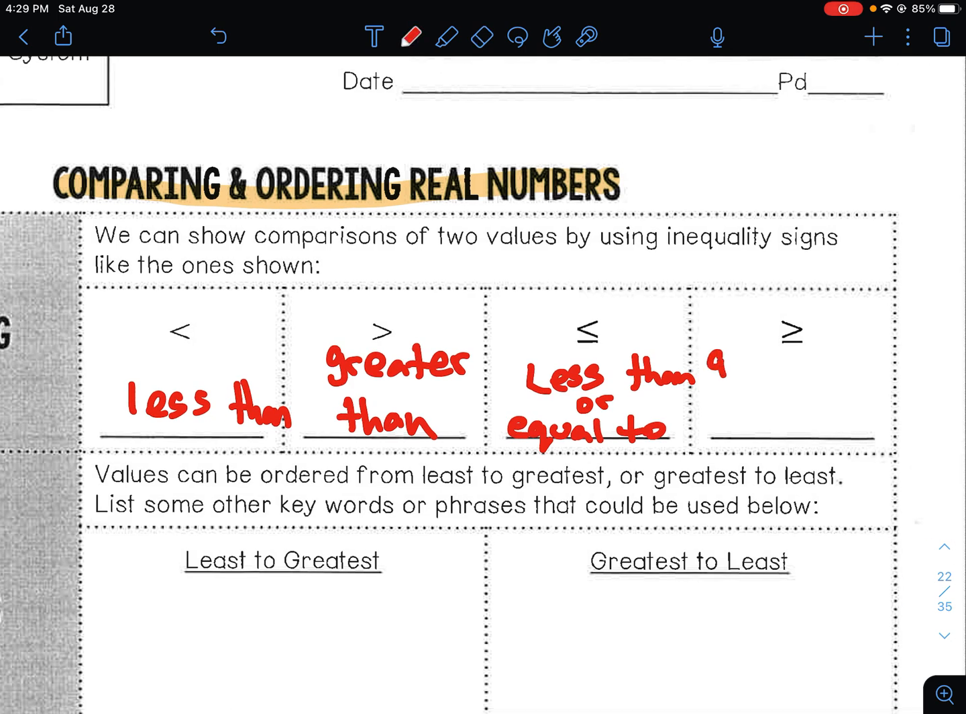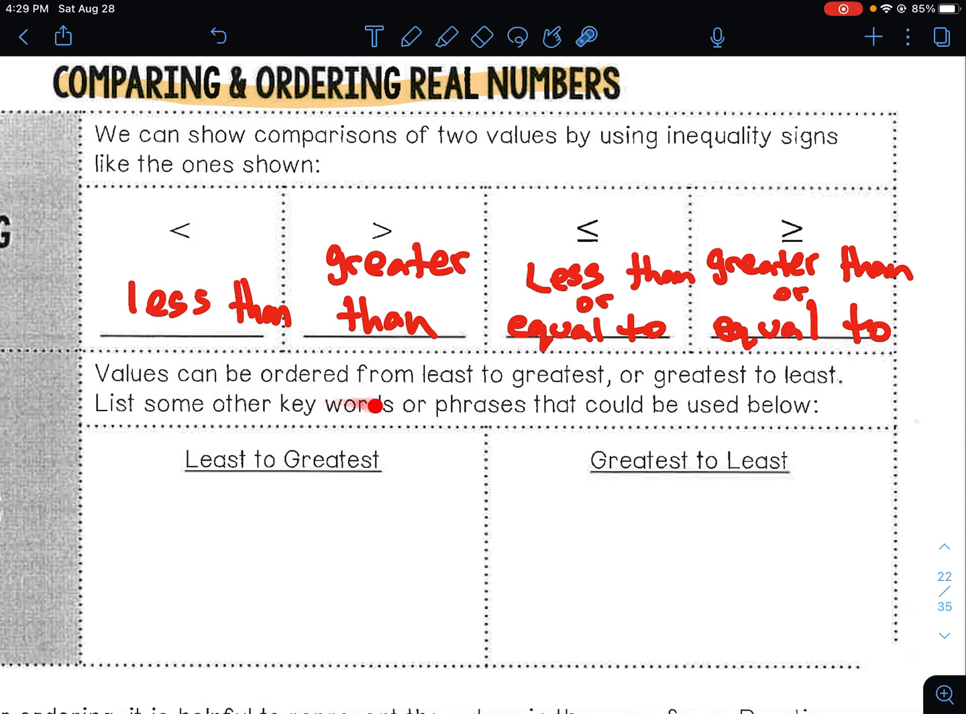Let's see if I can even fit this. Greater than or equal to. So what's the difference? Well, greater than or equal to and less than or equal to will include a number. Less than or greater than means strictly a number is going to be bigger or smaller than it.